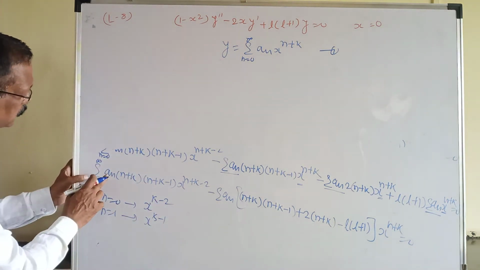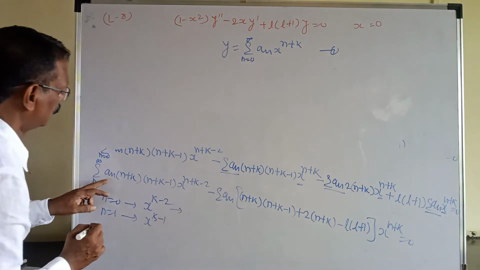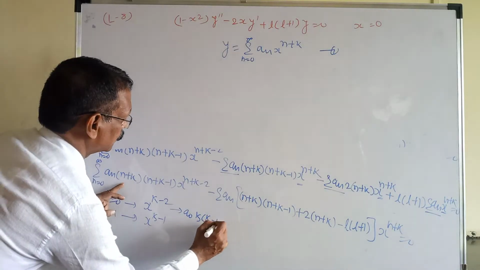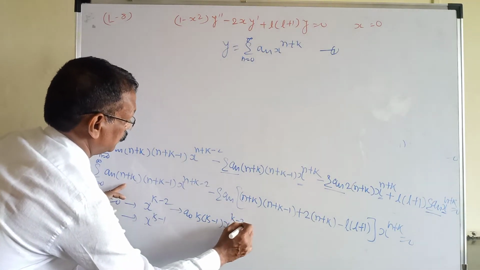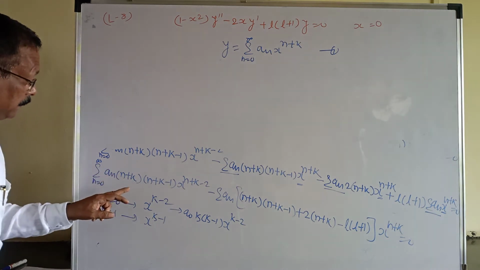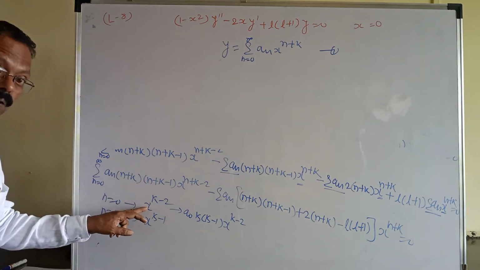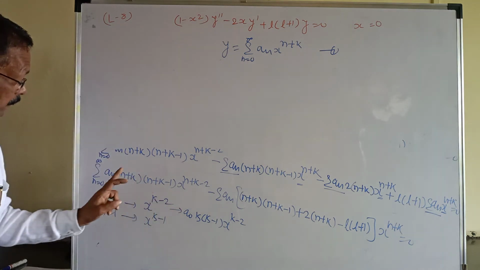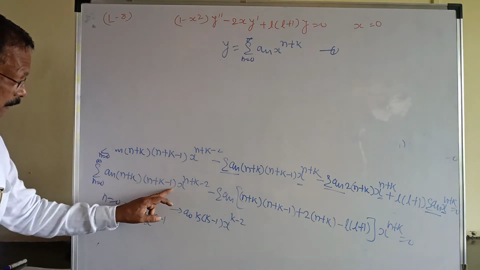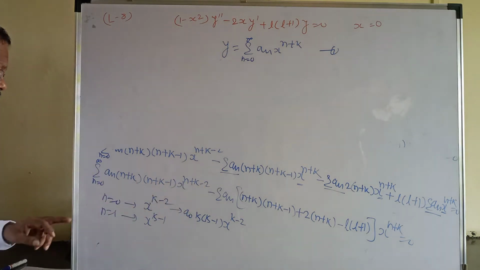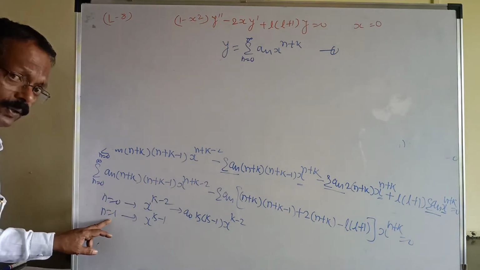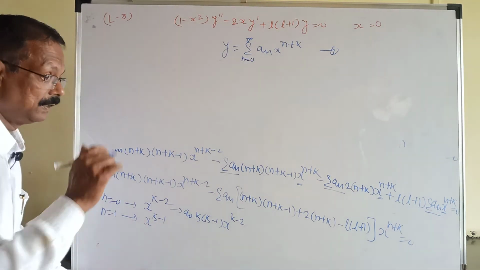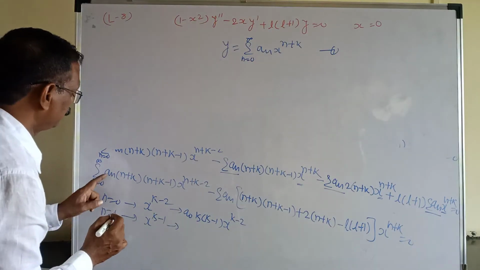The terms are, by substituting n equal to 0, a0 into k into (k minus 1) into x raised to k minus 2. This is the term. By substituting n equal to 0, we get the lowest power of x, which is x raised to k minus 2, and the term a0 k(k minus 1) x raised to k minus 2. Now, by substituting n equal to 1, the lowest power of x is x raised to k minus 1. And what is the term here?